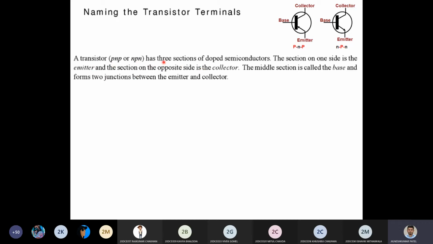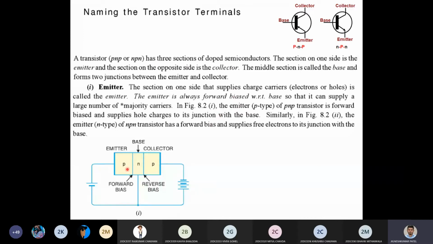A transistor has three sections of doped semiconductor. The section on one side is the emitter, and the section on the opposite side is the collector. Let me draw. See, this is the emitter and this is the collector, and in between them the thin layer is called the base. Now, what is the emitter? The emitter is basically the layer which will emit the current. That's why it is known as the emitter. The majority of carriers will be here, and the current will flow due to this emitter only.